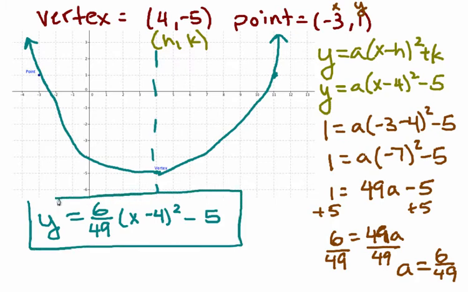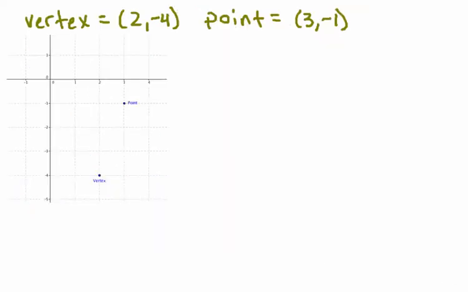Again, if you wanted to write this in standard form, or were asked to write it in standard form, you would multiply (x minus 4) times (x minus 4), distribute out the 6/49, and then subtract the 5 from the constant term. Our third example has a vertex at (2, -4).